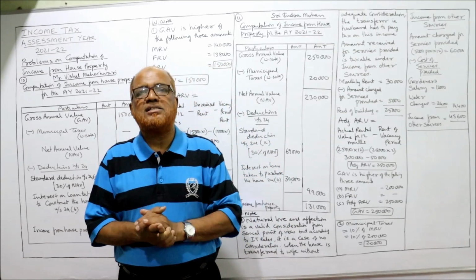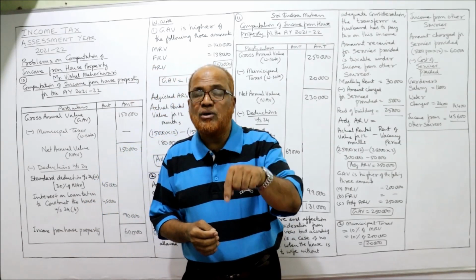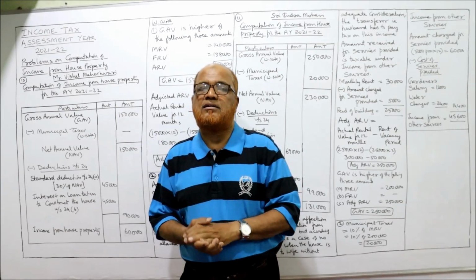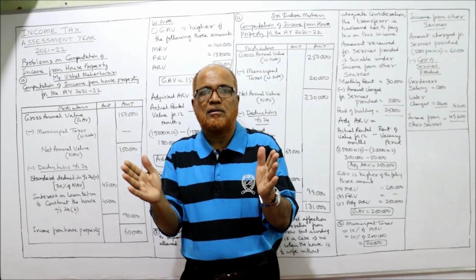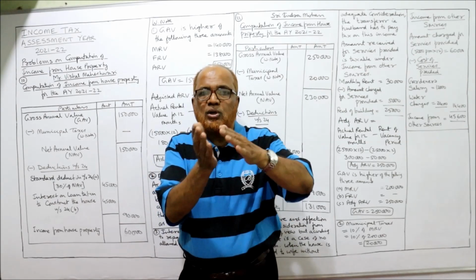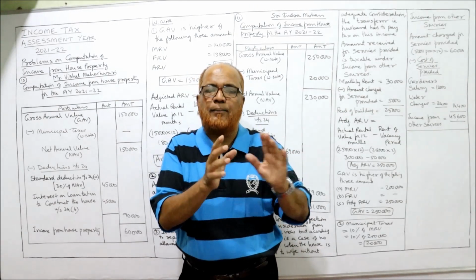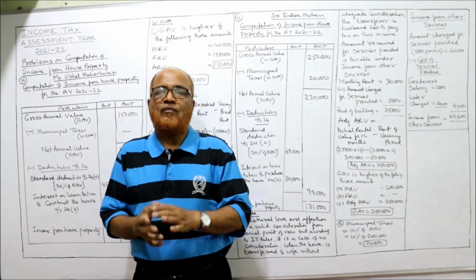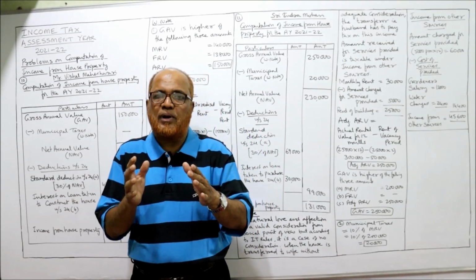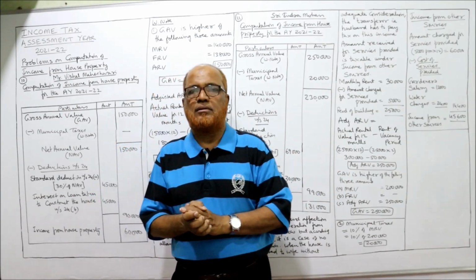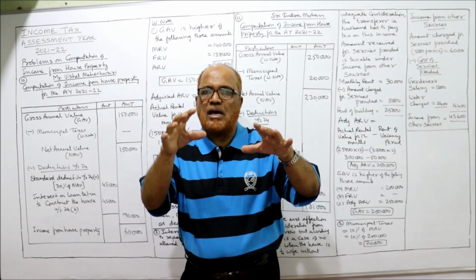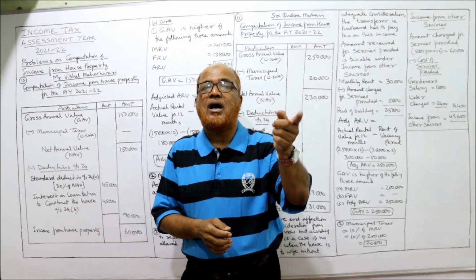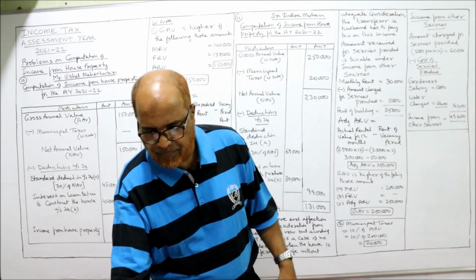The actual rent is 30,000, but 30,000 includes 5,000 rupees for services provided. So we have to segregate. Out of 30,000, 25,000 is the rent of the building. 5,000 is for services provided. So for calculating income from house property, we consider 25,000. That 5,000 rupees charged for services is taxable under income from other sources.